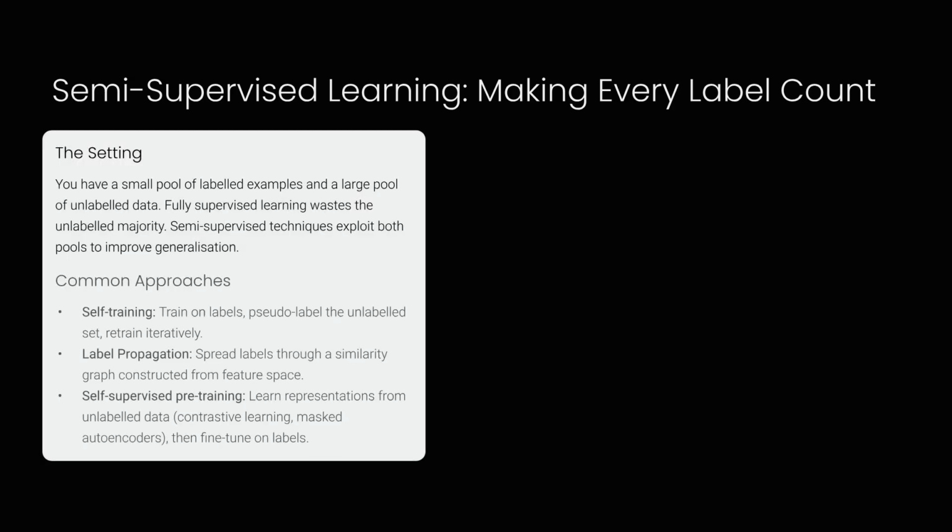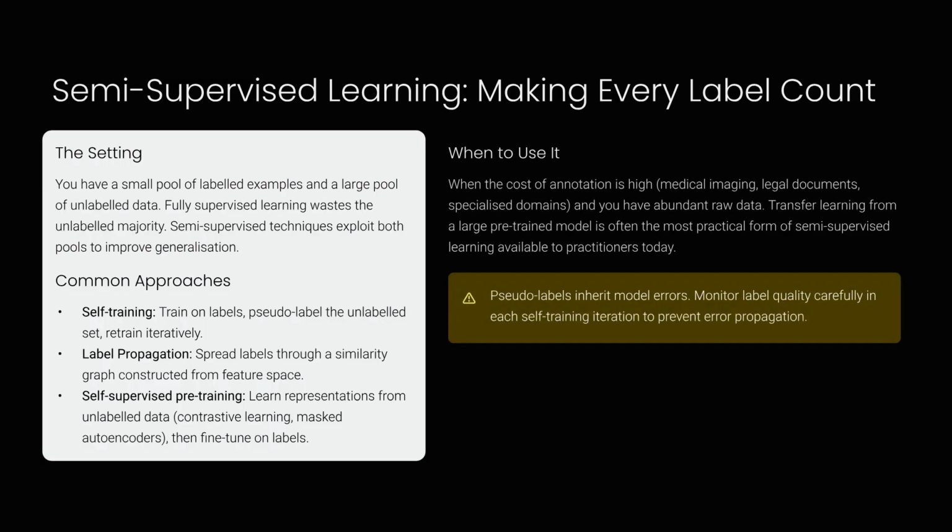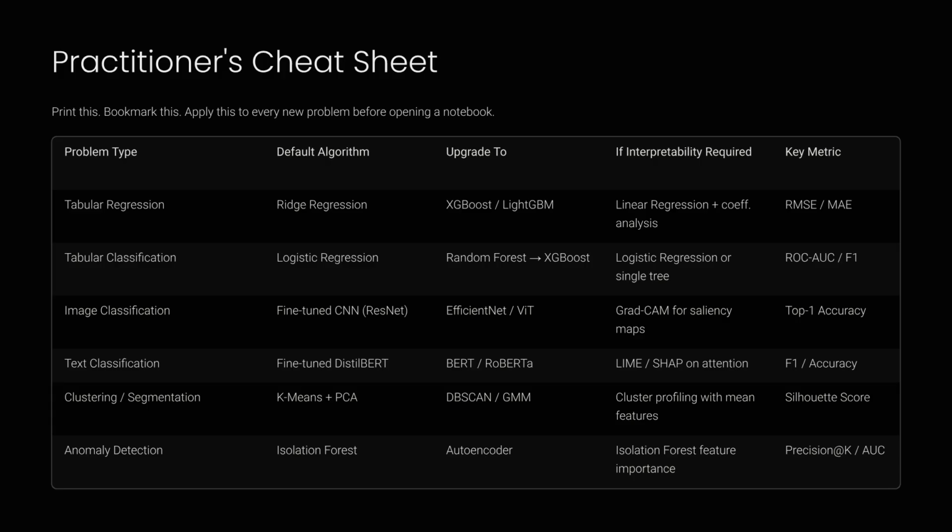Semi-supervised learning utilizes both small labeled and large unlabeled data pools to improve generalization. Common approaches include self-training, label propagation, and self-supervised pre-training, which is often the most practical choice today. Here is the comprehensive practitioner's cheat sheet. Use this to determine your default algorithm, upgrade path, interpretability options, and key metric for common problem types.